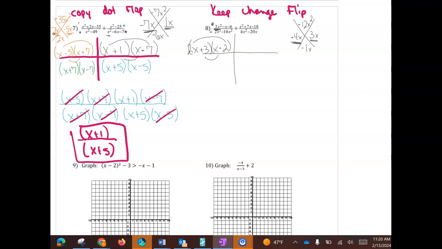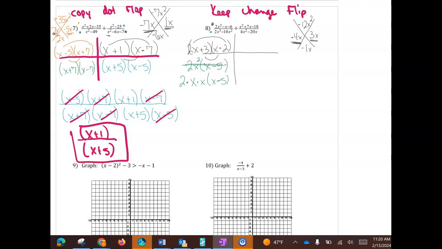This does have a GCF. Let me erase this part right here. It does have a GCF. I can take out a 2 and an x, and then I'm left with x squared, and then I'm left with x minus 5. And although you can't factor 2 anymore, you can factor the x squared into x and x.